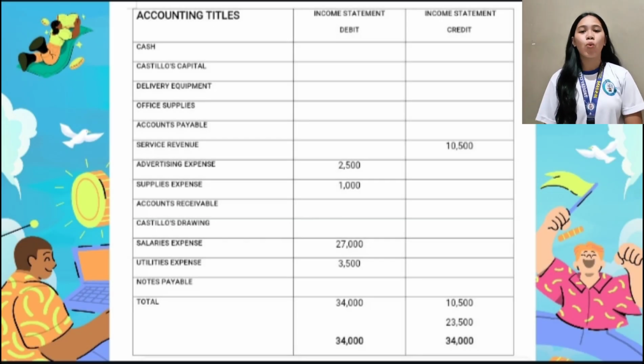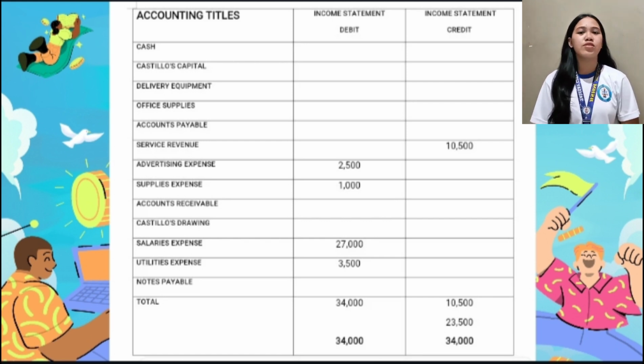Income statement. What is an income statement? Income statement is dyan yung makita if naa ba kay ginansya or nalugi ba ka sa imong negosyo. Income statement na dira ang revenue, expense, net income, and net loss.